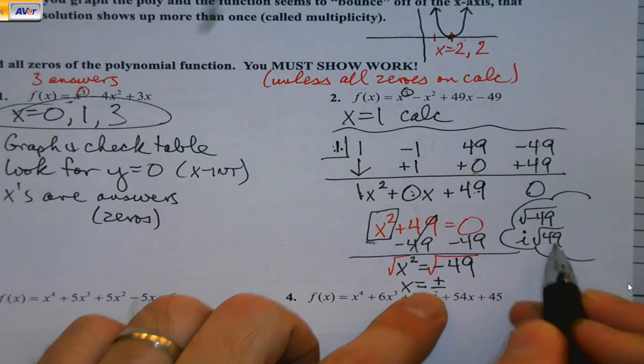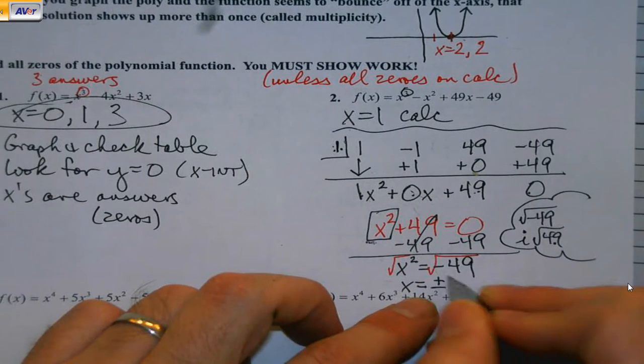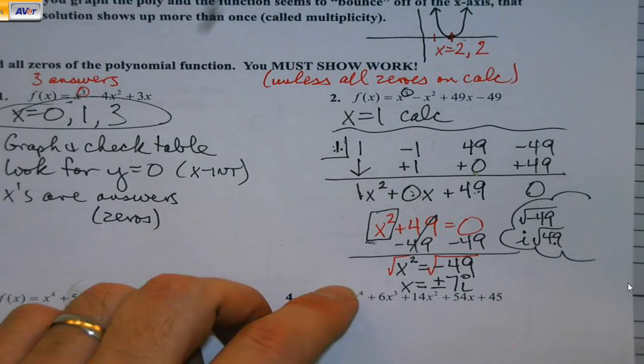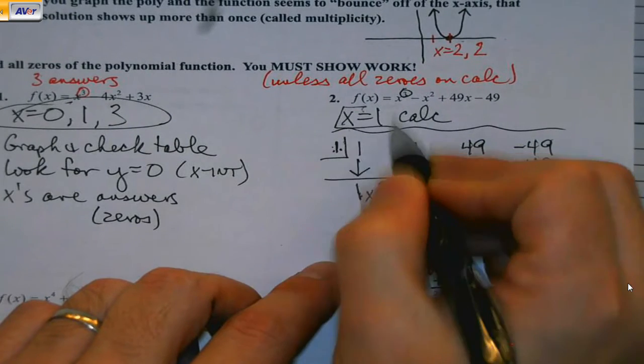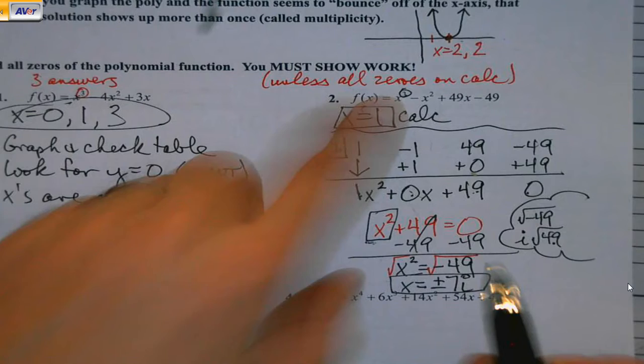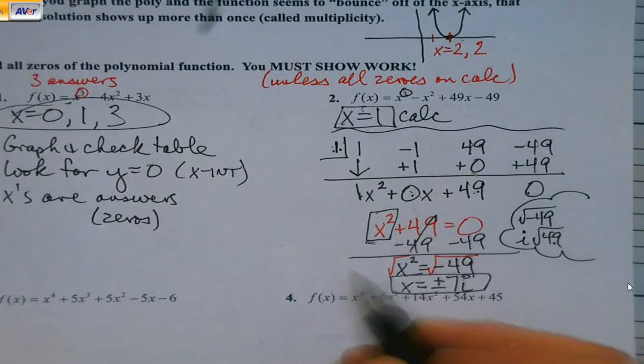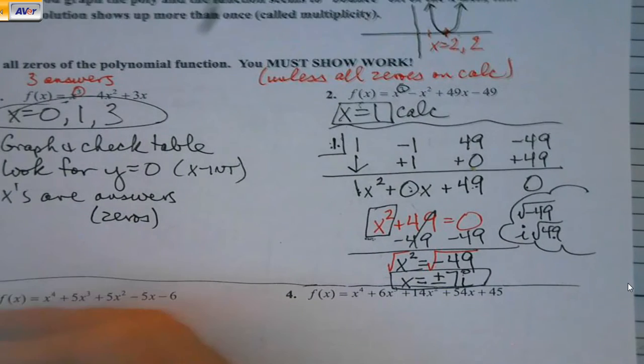Then I get fortunate, though, because 49 is a perfect square. Square root of 49 is 7i. One answer, 2, 3 answers. I'm good. Okay? That's the process that we're going to be working through with these.